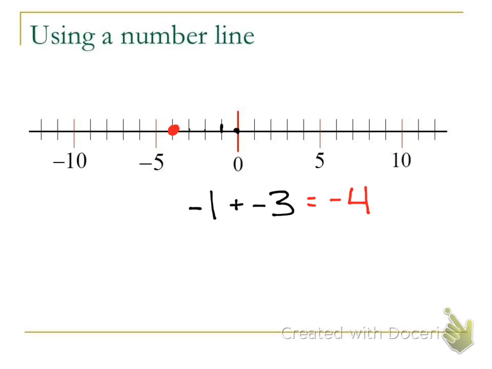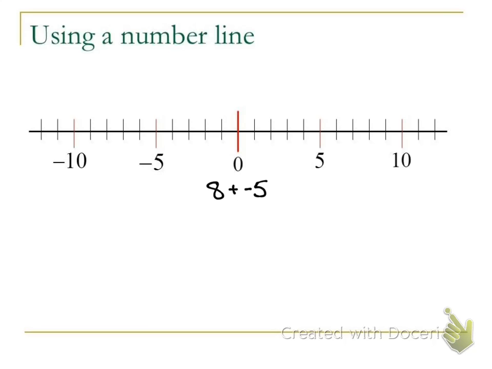Let's look at one more just like that. If I have negative 4 plus negative 5, I'm going to start at 0 like I always do. I'm going to go negative 4 units, so I need to go left 4 units. And then from there I need to add negative 5. So I need to go negative 5 more units. Left 5 units. So I count them out. And I am at negative 9. So negative 4 plus negative 5 is equal to negative 9.